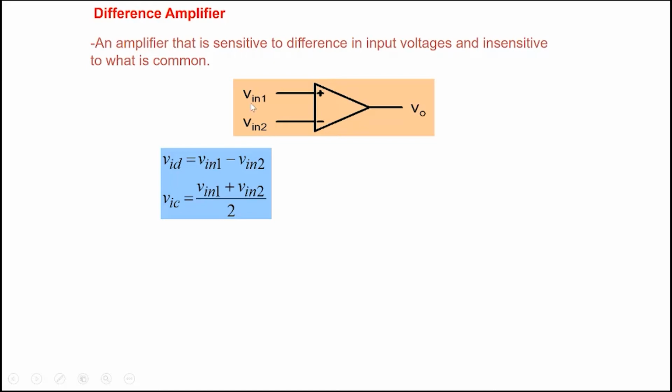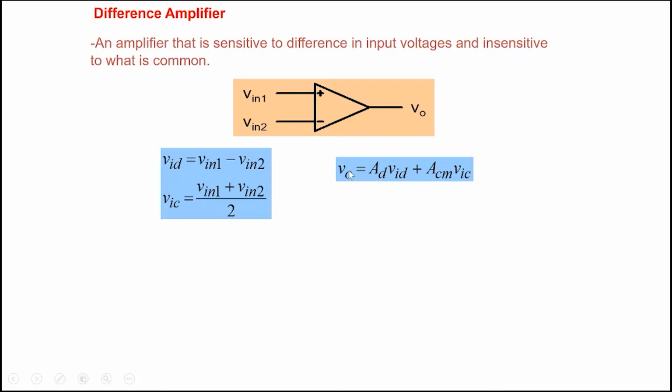Okay, so let's define this mathematically. The difference in the input voltage is V-in1 minus V-in2. That's the difference voltage, we call it VID, V input, D refers to difference. And what is common between them, we can define as (V-in1 plus V-in2) divided by 2, the average of the two. So VIC refers to the common mode input signal, and VID is the differential input signal. The output voltage, since it's an amplifier, V0 will be equal to some constant multiplied by V-in1 plus some constant multiplied by V-in2. Instead of writing it like that, we can write it in this form.